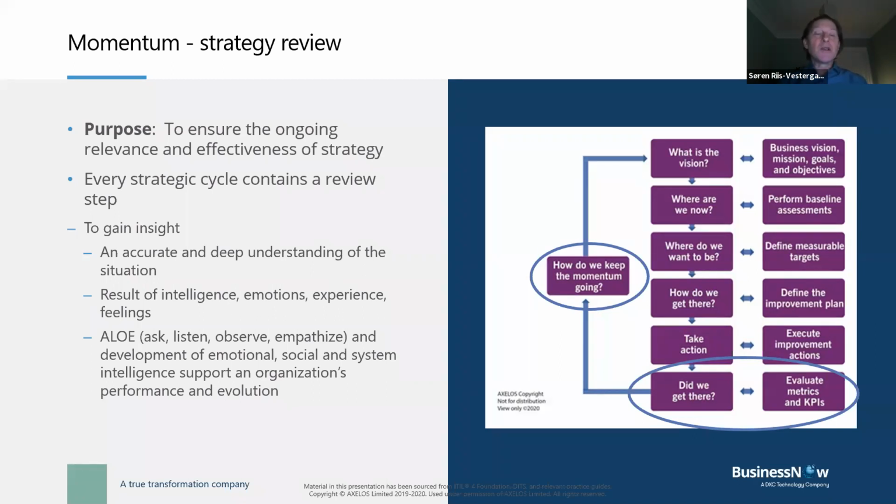Emotional, social, system intelligence are required in order to ensure that we continuously adapt to our own purpose and vision, and our environment and communities.